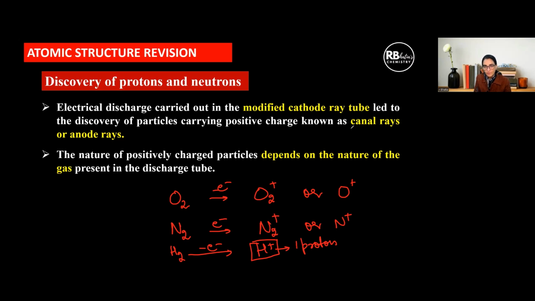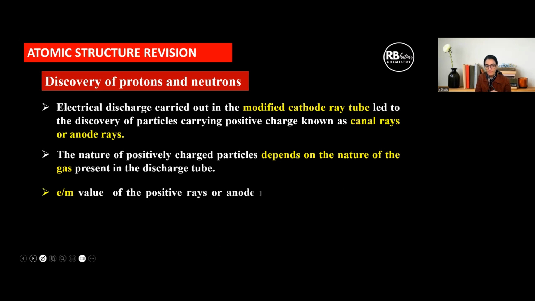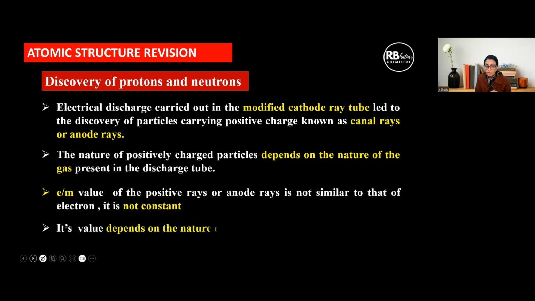And why are these called as canal rays? Because as they flow within the discharge tube, they give the appearance of a canal, hence known as canal rays. Okay, so E by M value of positive rays or anode rays is not similar to that of electrons, and it is also not constant. Its value depends on the nature of gas.